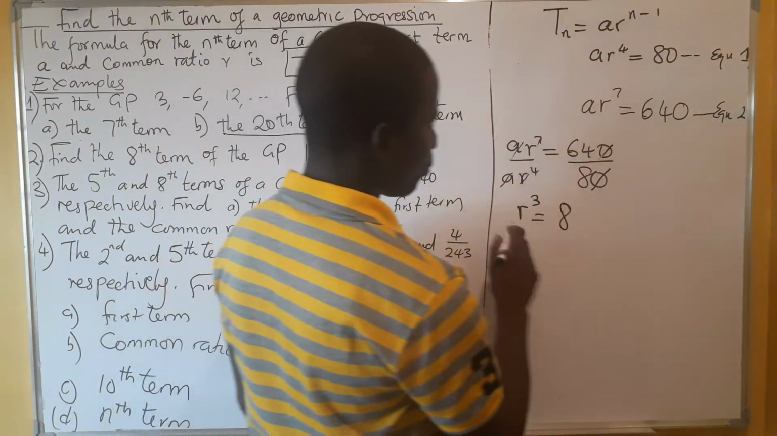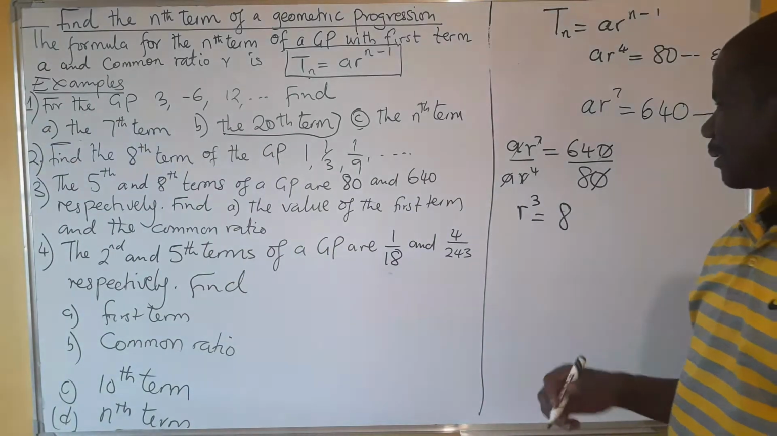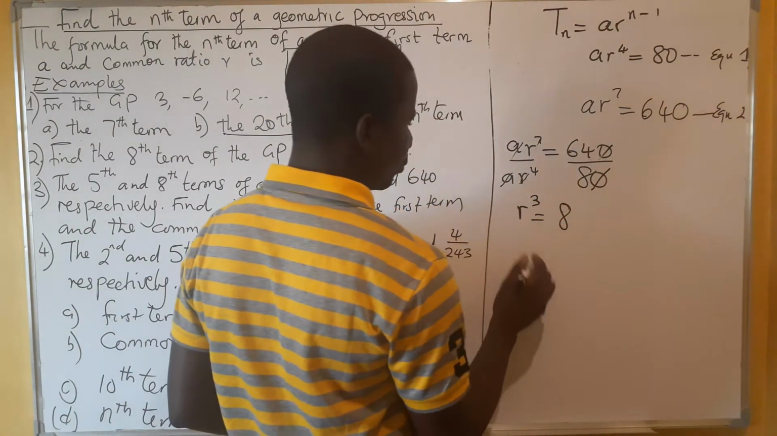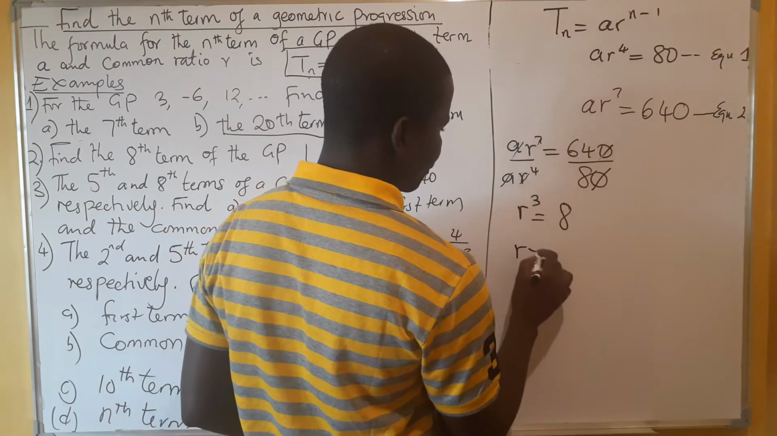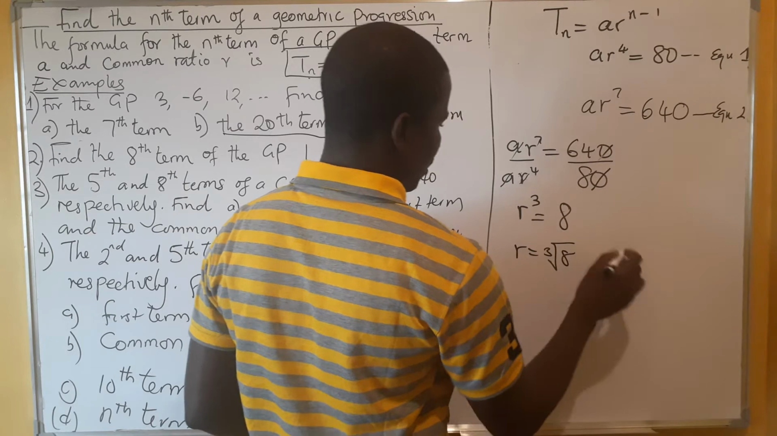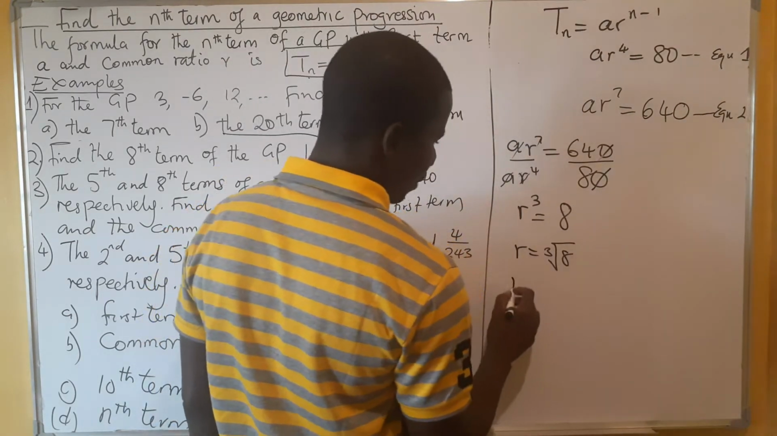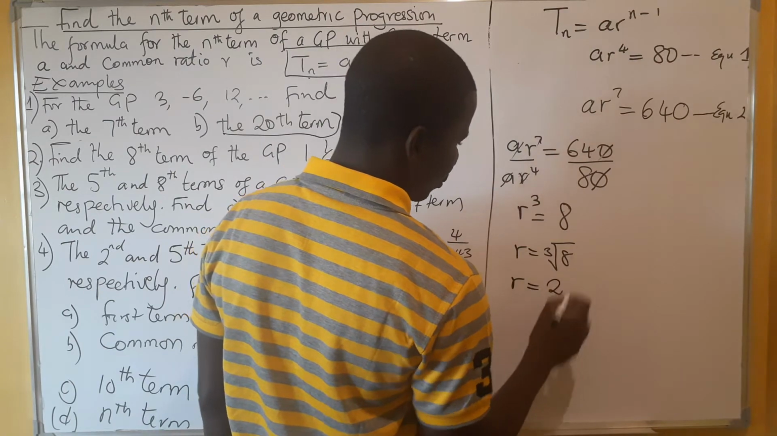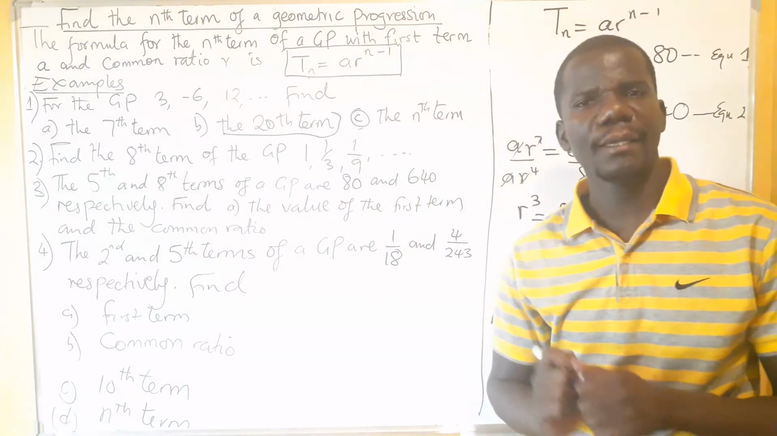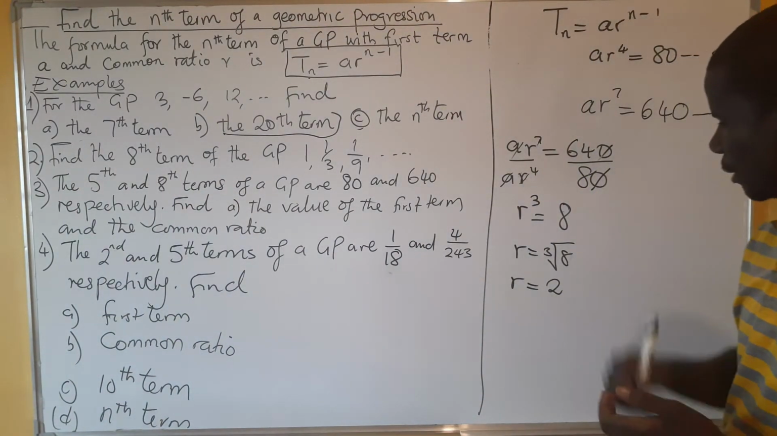Now, you know from the index notation, we looked at a topic, index notation, in grade 10 work. How are we supposed to do this one? We take the cube root on both sides. So this side, the power 3, we get rid of it. So R will give us what? 2. This is the value of R, and R is the common ratio.